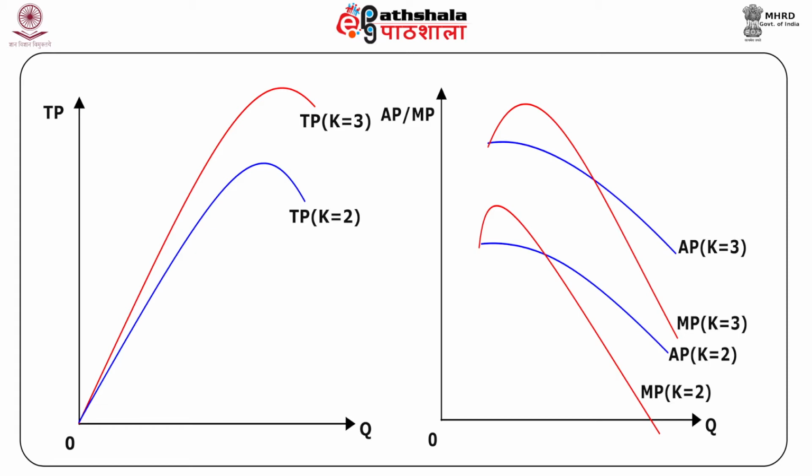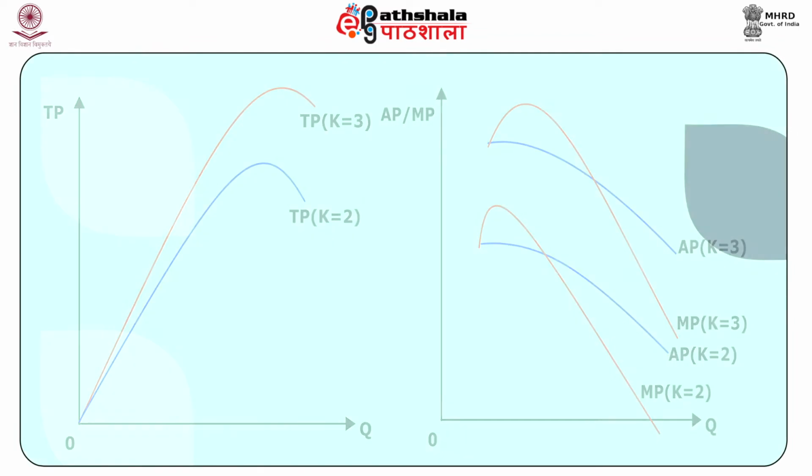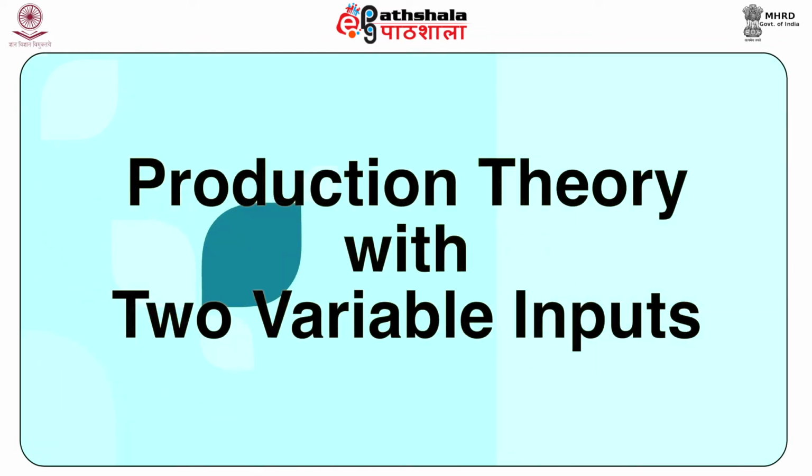So far from the above discussion, it is clear that changing a fixed input could cause shifts in the TP, AP and MP schedules that we had discussed in detail in the two previous modules. The next is production theory with two variable inputs. The following discussion may be viewed as long run production decision that involves changing the level of all inputs, including those that were fixed in the short run. Alternatively, this can be viewed as short run analysis of production decision involving two variable inputs.